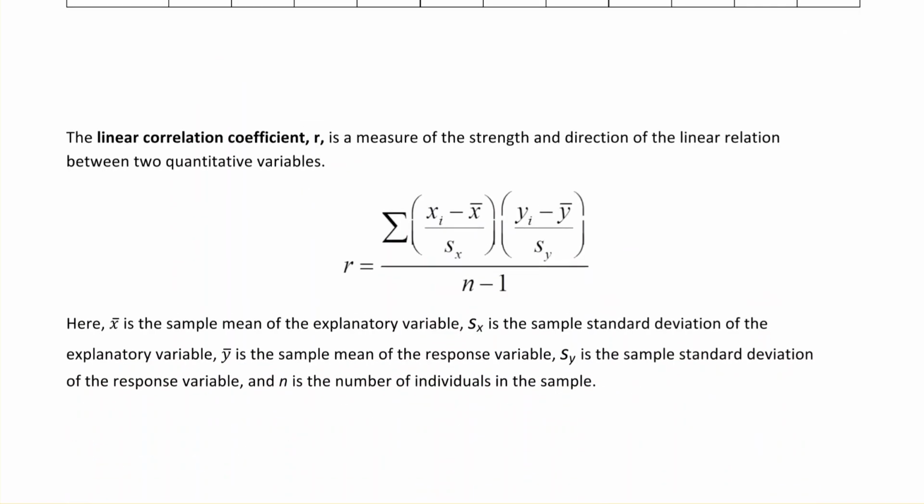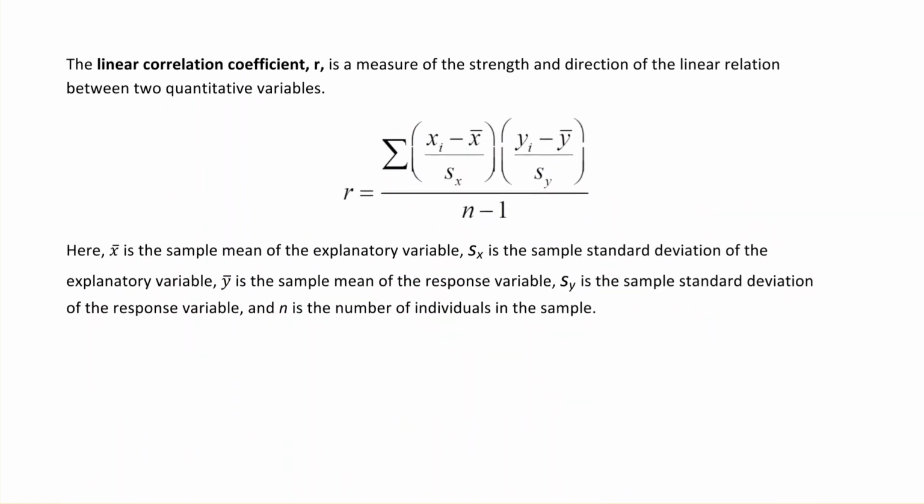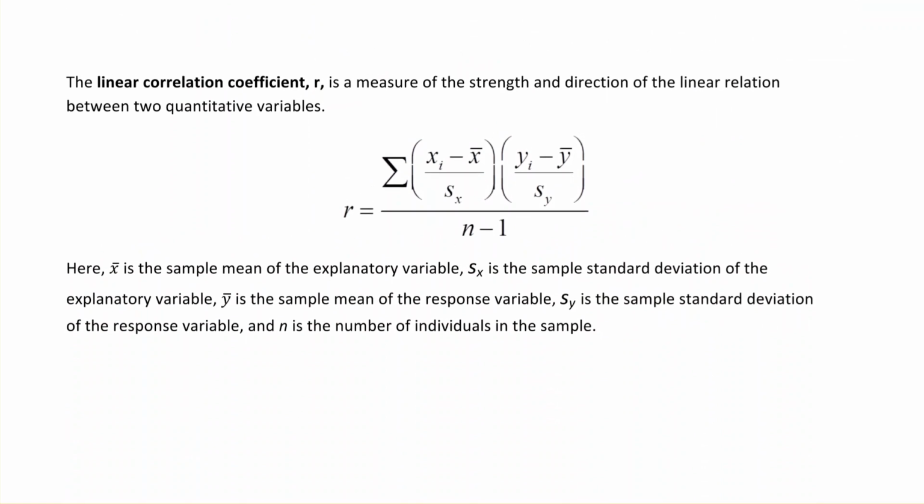So how do we determine such a relationship by looking at data? Even without actually looking at a scatter plot, we can determine numerically if we have a linear or nonlinear relationship. And that's called the linear correlation coefficient.